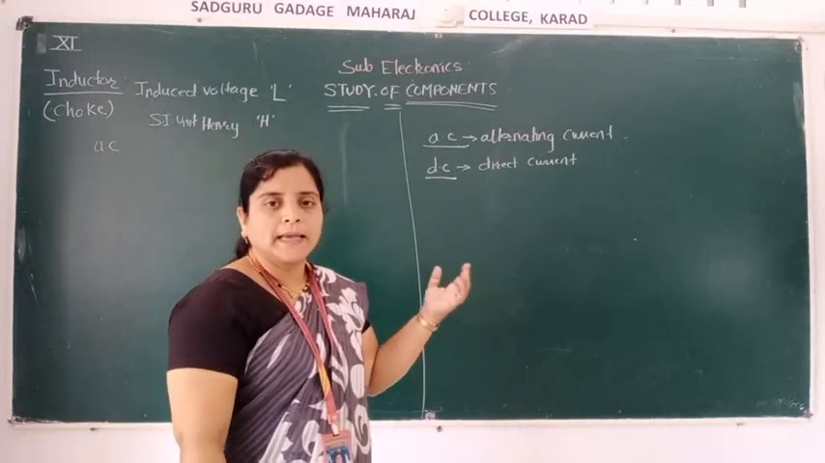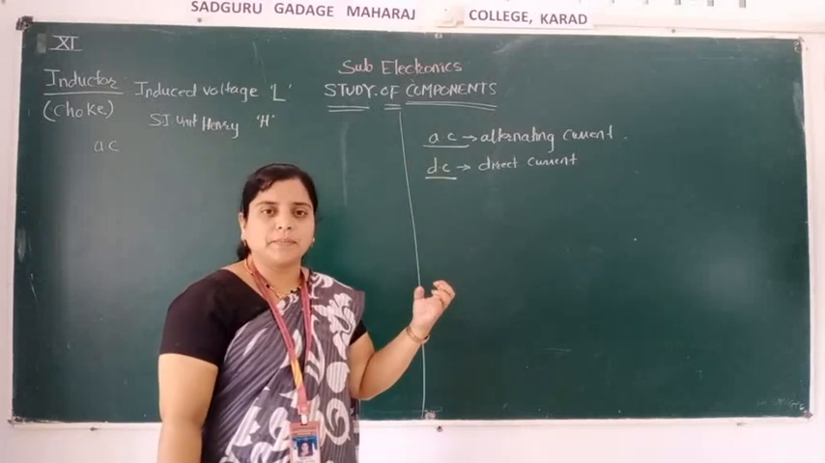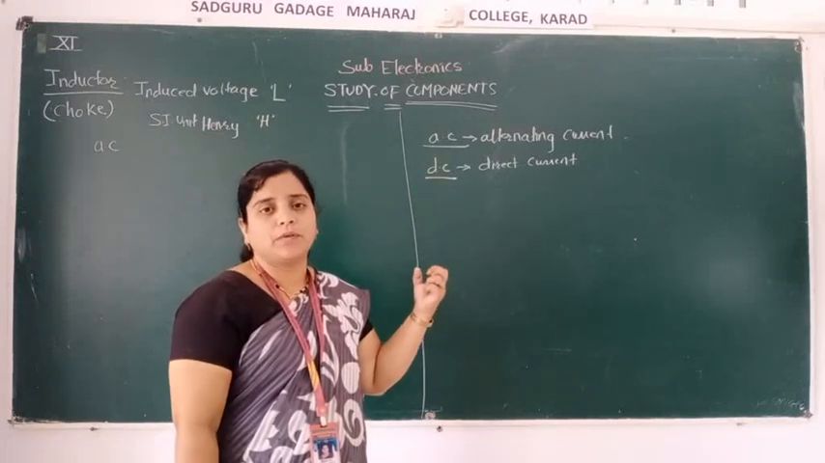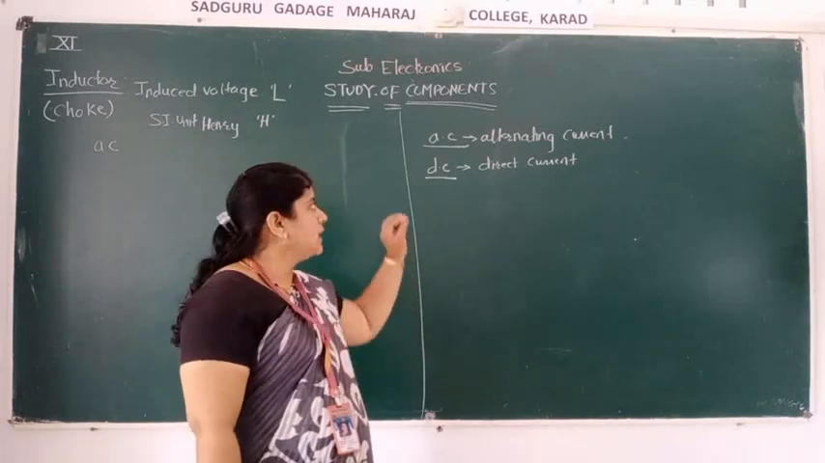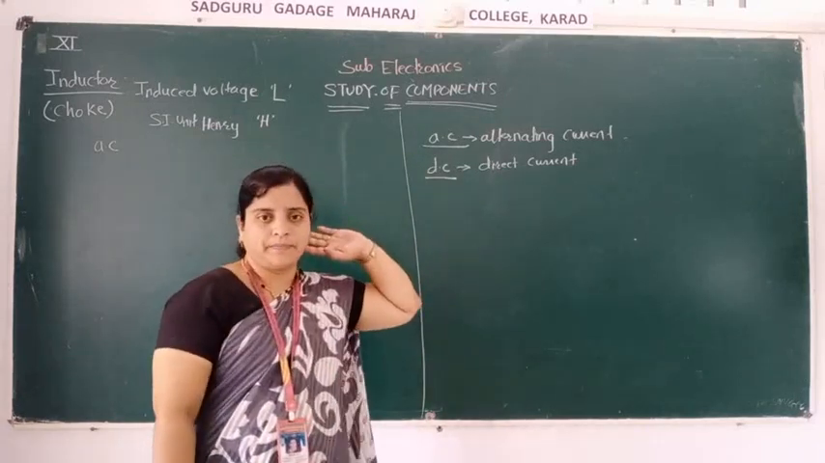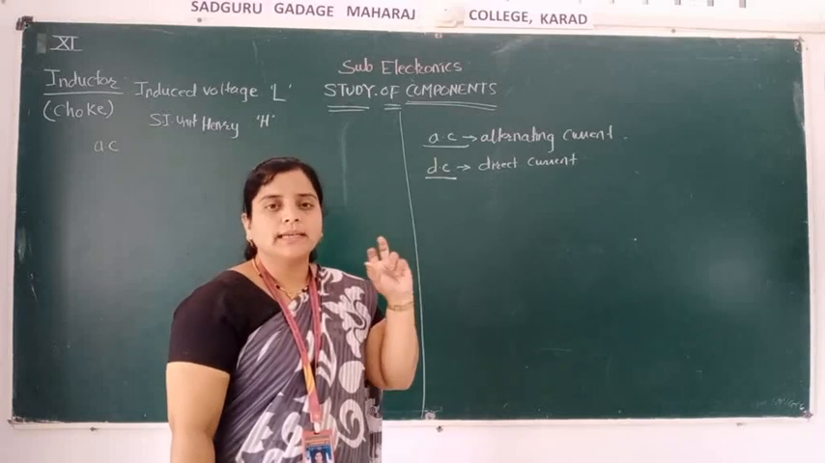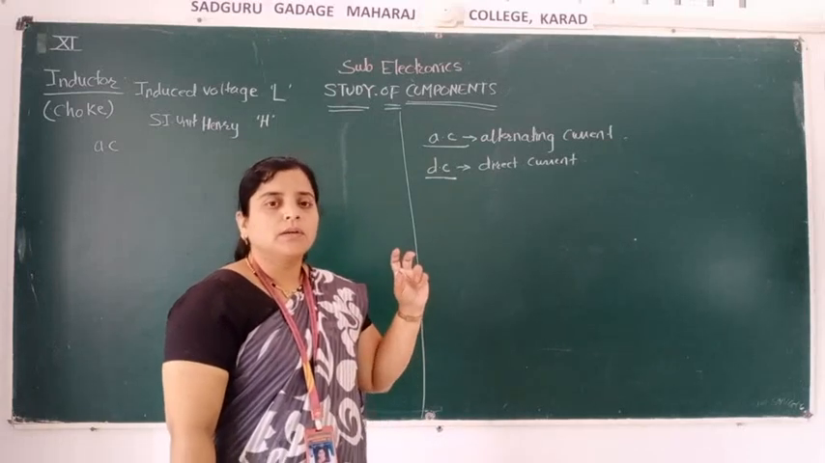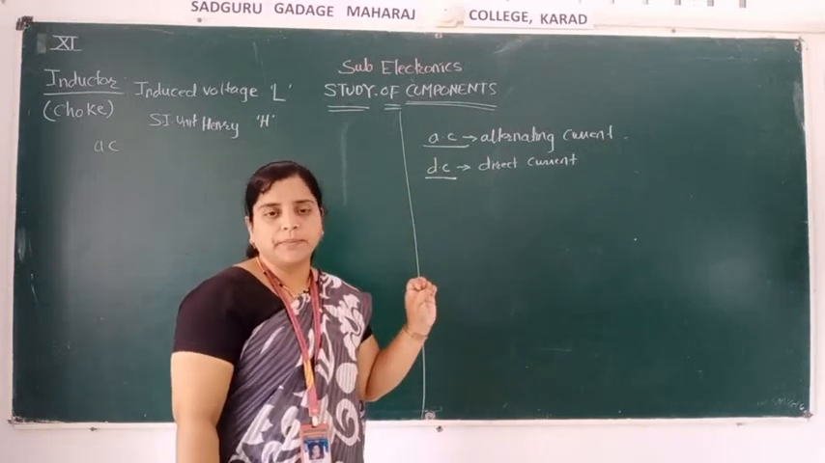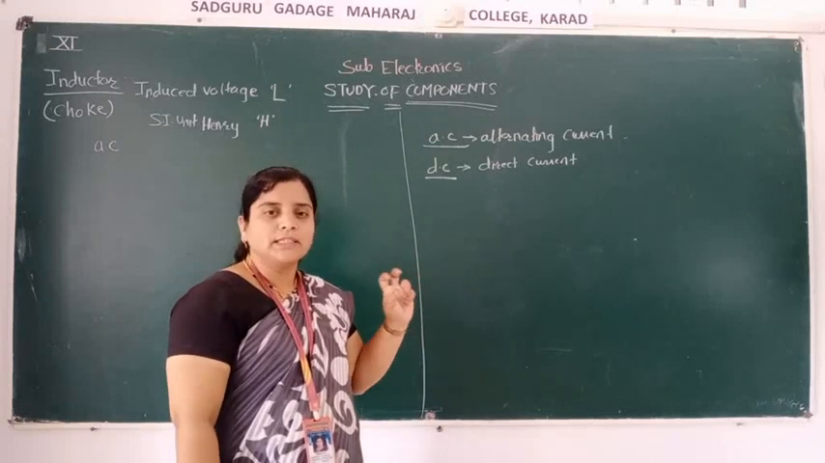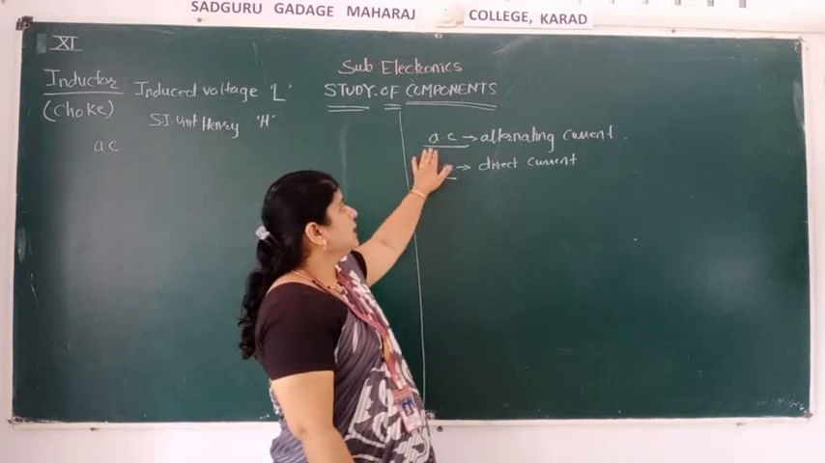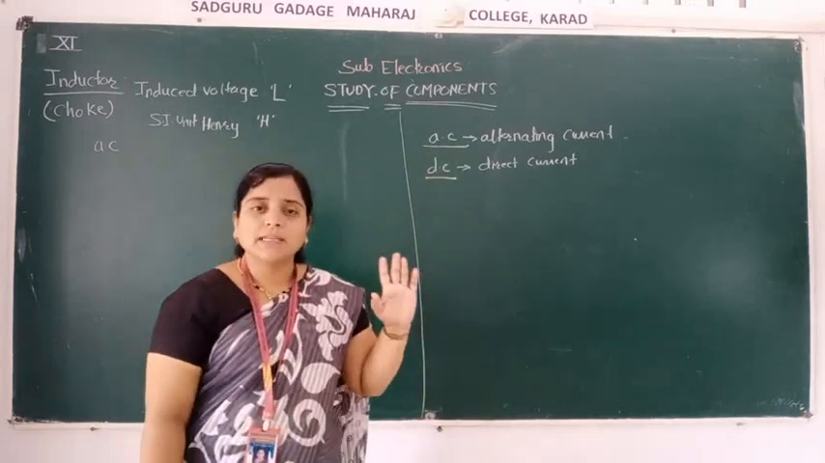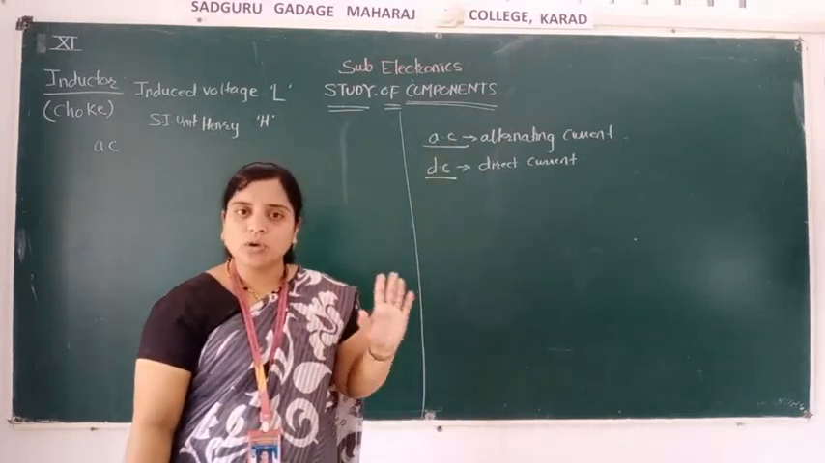What is AC? AC means whatever supply we receive and use from MSCB is called the AC supply. Whatever supply comes from the MSCB is called AC, that is the alternating current. And that supply is not always constant.